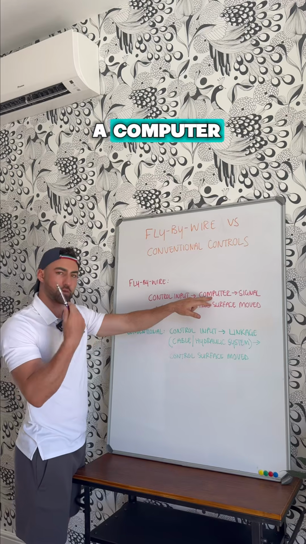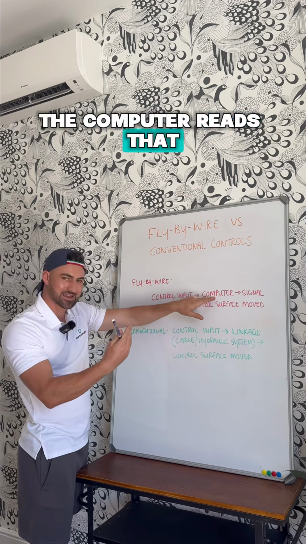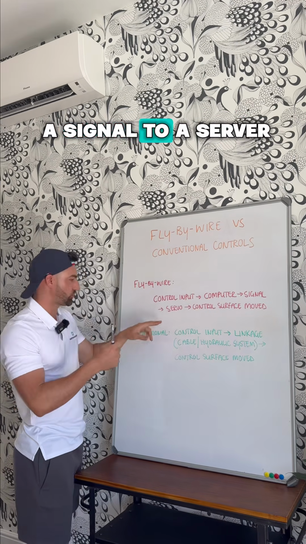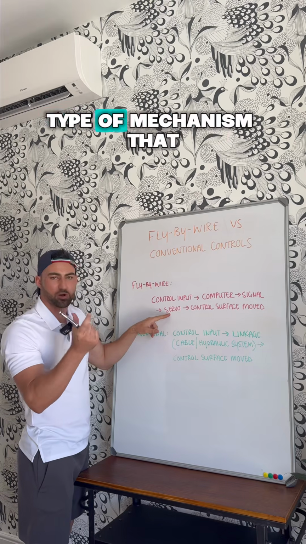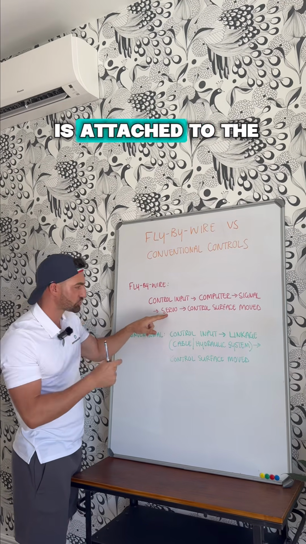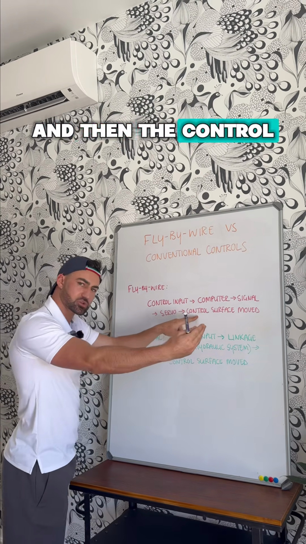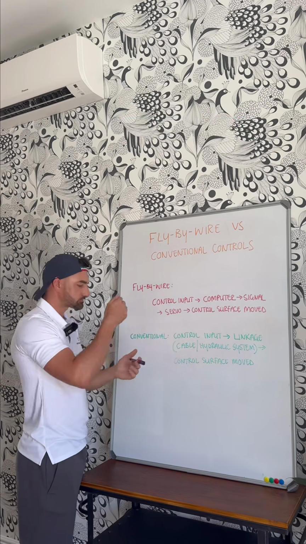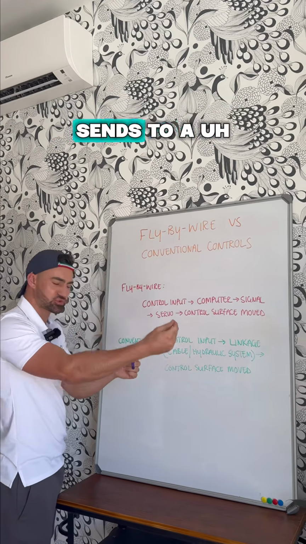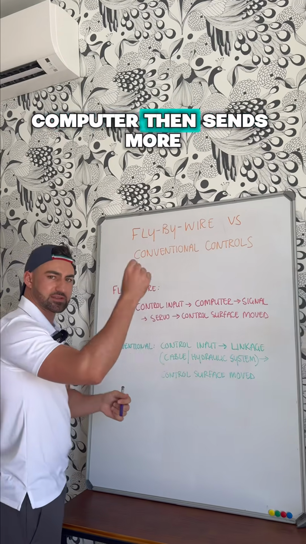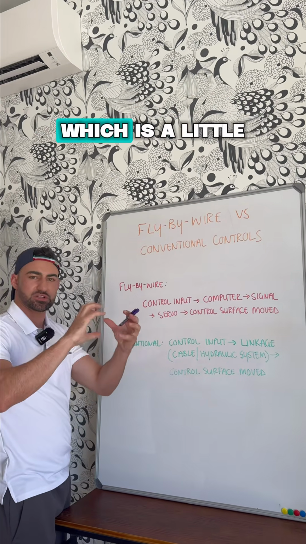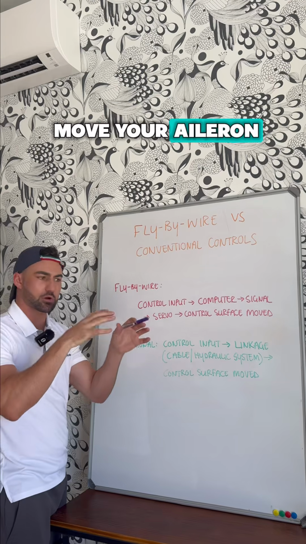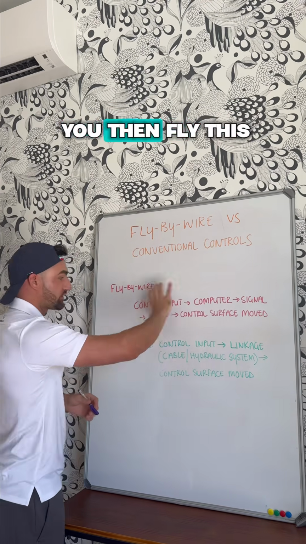That then gets into a computer. The computer reads that and then sends out a signal to a servo or a similar type of mechanism that is attached to the control surface, and then the control surface moves, right? So in layman's terms, it's basically you moving the controls. The control input gets measured, gets sent to a computer. The computer then sends a signal to a servo, which is a little mechanism that can actually move your aileron or your rudder or whatever, and that's how you then fly this aeroplane.